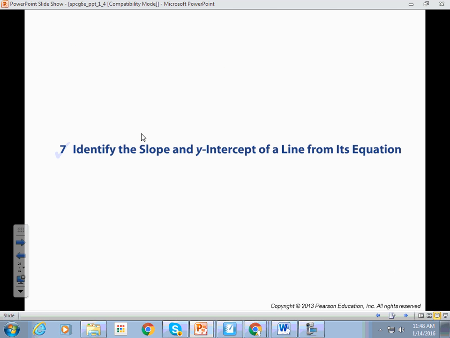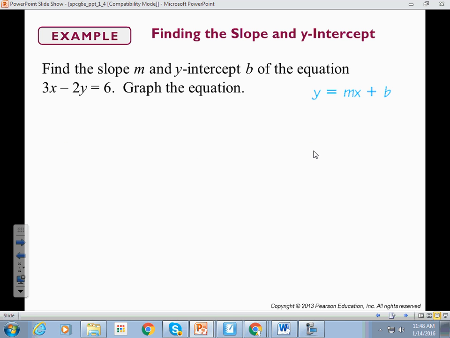Okay, identify the slope and y-intercept of a line from its equation. So find the slope and the y-intercept of the equation 3x minus 2y equals 6 and graph the equation. We want to keep in mind y equals mx plus b, so we're going to solve for y. So we subtract 3x from both sides and divide by -2. -3 divided by -2 is positive 3/2, and 6 divided by -2 is -3.